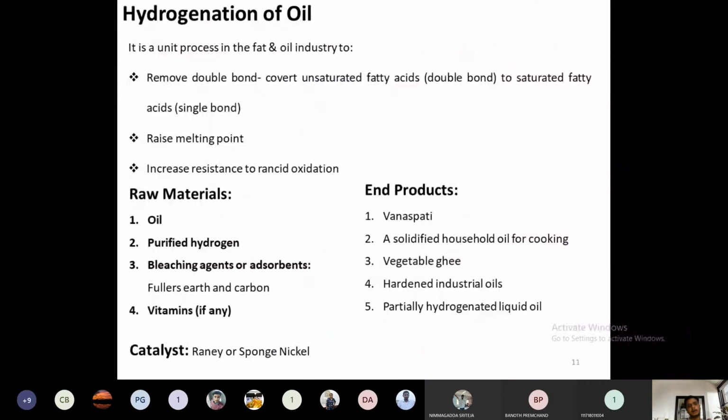Next topic in this unit 2, part A of unit 2, is hydrogenation of oil. This is also known as hardening of oil, nothing but a conversion of liquid oil to solid fat. It is a unit process used in the oil and fat industry to remove double bonds. Double bond is a characteristic of unsaturated fatty acids. So these unsaturated fatty acids are converted to saturated fatty acids. The characteristic of saturated fatty acids is the presence of a single bond.